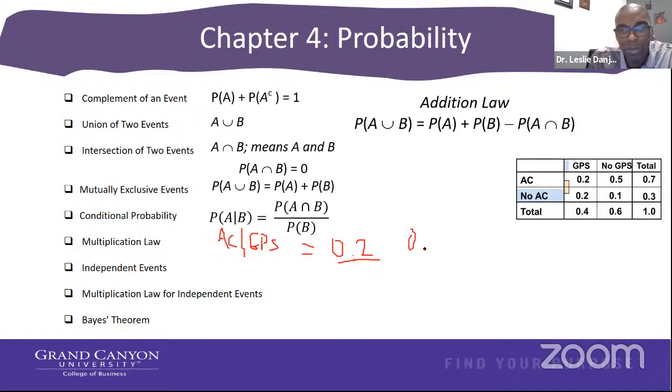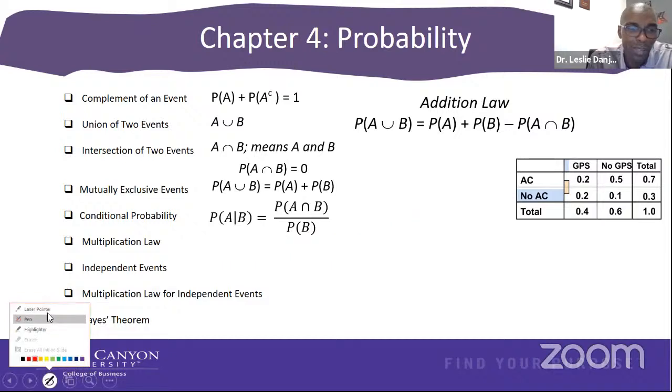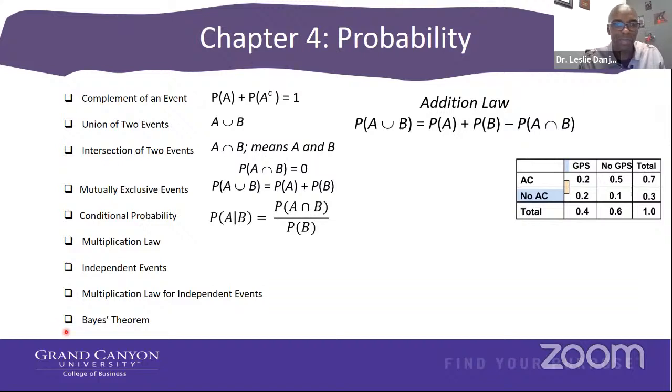0.4. It wants to work up here, so I'm just going to make a slash. 0.2 divided by 0.4, and that will be your conditional probability. All right, so now that we got that, let me erase that. Let me grab back my laser, and let's keep this pushing.